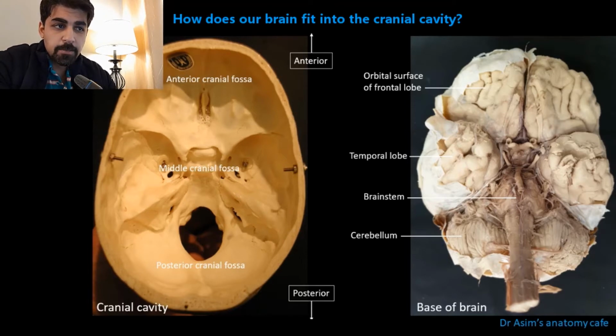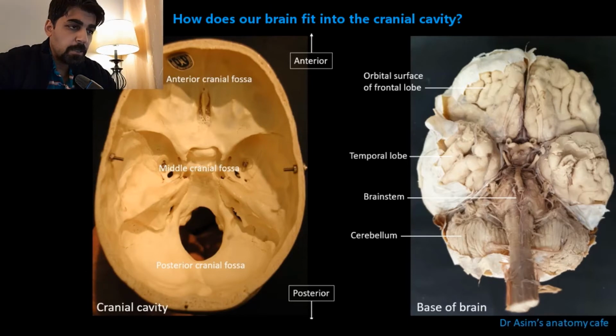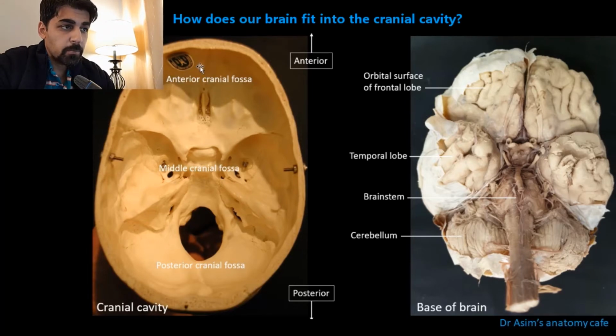So let's get started. All right, so as a first step, we basically start with orientating the prosection. What you can see over here is a picture of the cranial cavity. The vault of the skull, or the cap of the skull, has been removed, and you can see the base of the cranial cavity from inside. And you can probably appreciate that the cranial cavity has three step regions, three sub-regions, which are known as the cranial fossae.